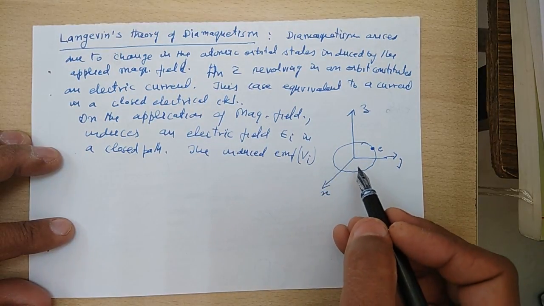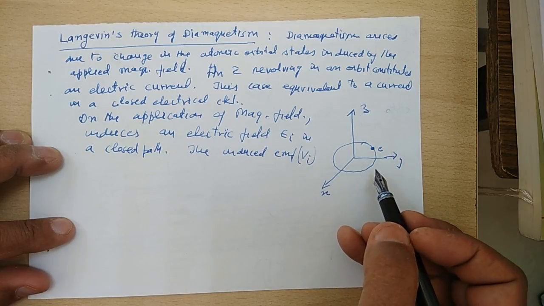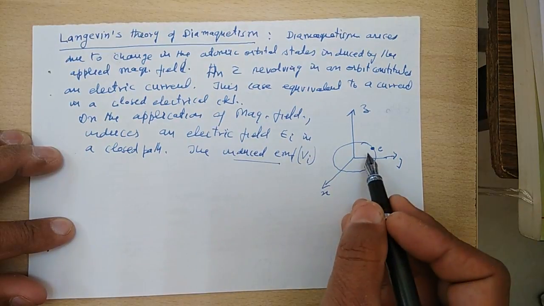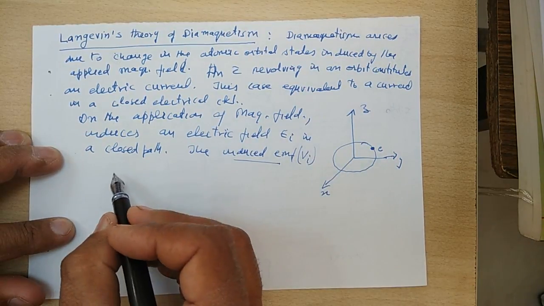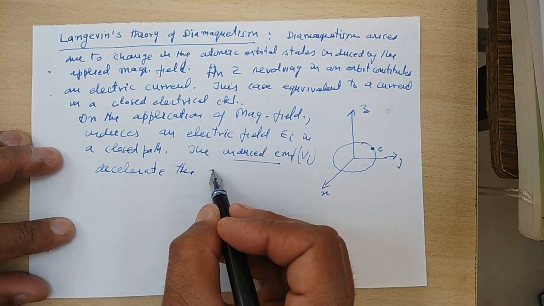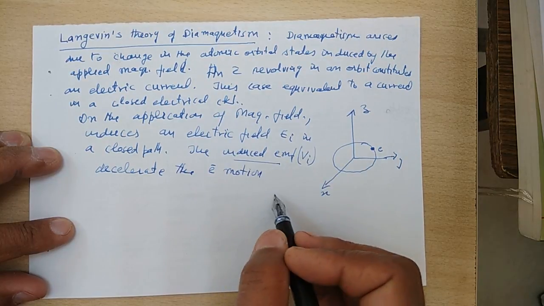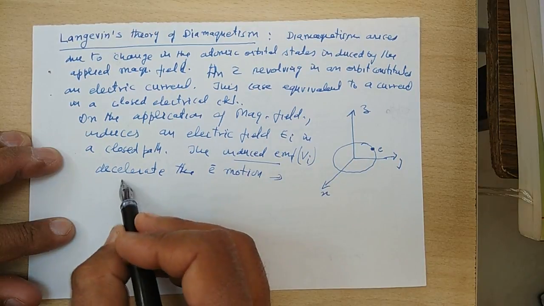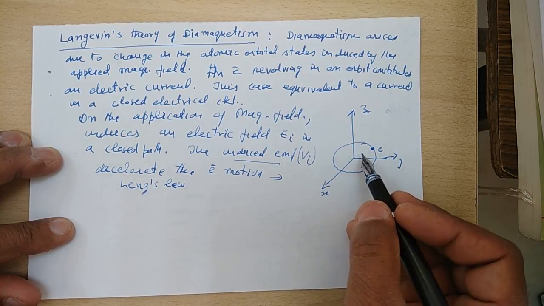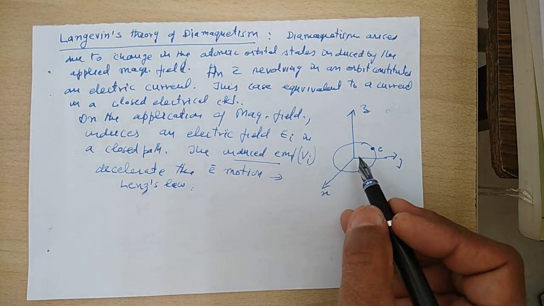under the influence of this applied magnetic field, this induced EMF will accelerate this electron in the reverse direction to the original motion, or you can say this EMF decelerates the electron motion as per Lenz's law. According to Lenz's law, it will always oppose the real cause of its production.